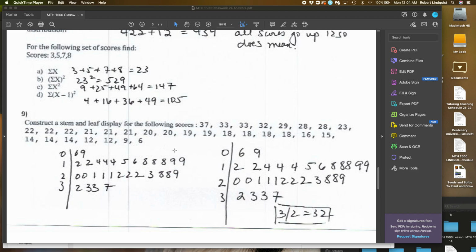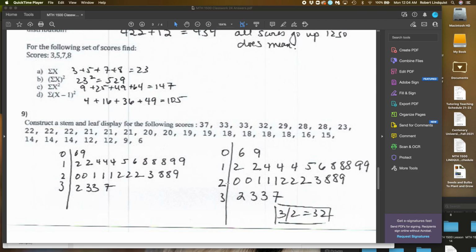And then my leaves are the 6 and the 9, and like 12, 1 is the stem, 2 is the leaf. 14, 1 is the stem, 4 is the leaf. 15, 1 is the stem, 5 is the leaf. So if I do a stem of 1, I'm going to have to go 2, 2, 4, 4, 4, 5, 6, 8, 8, 8, 9, 9.